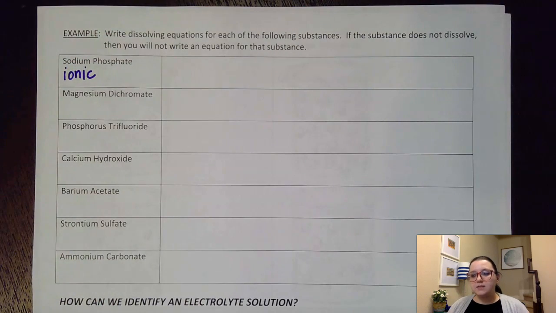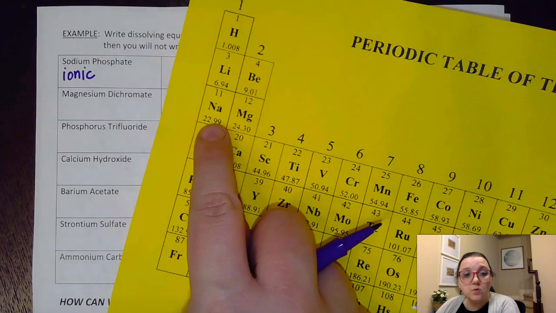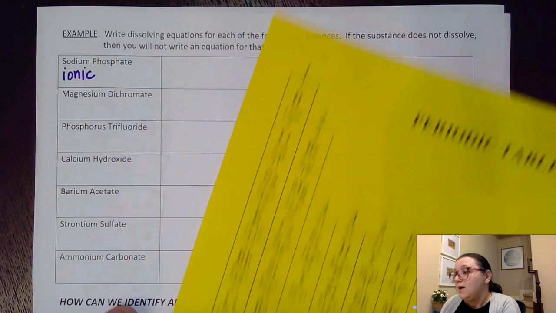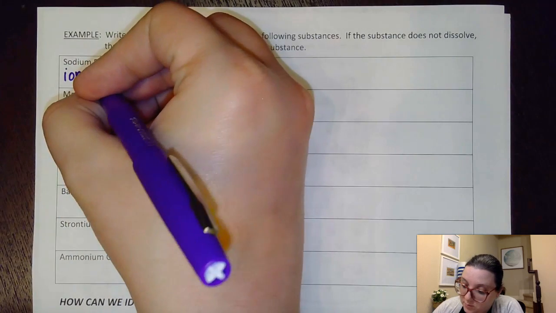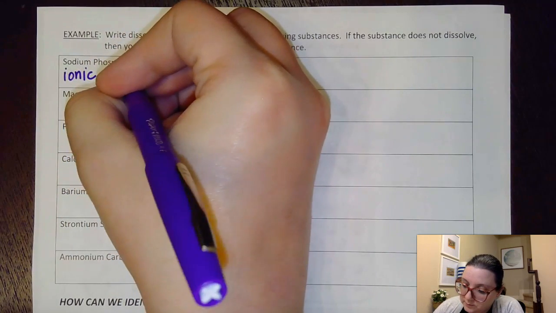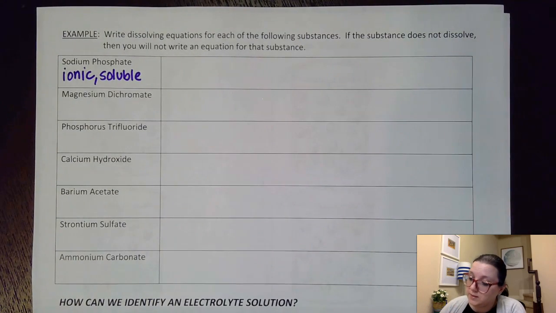Next, I would want to ask myself, is this soluble in water or not? And to do that, the first thing I would do is ask myself, well, can I use those AP rules that I need to memorize? Do I have a group 1, ammonium, or nitrate here? And if I look on my periodic table, I will see that sodium is indeed in group 1. And so I don't even have to check the rest of this. I know it's going to be soluble. So being a soluble ionic, that will mean it will split into ions.